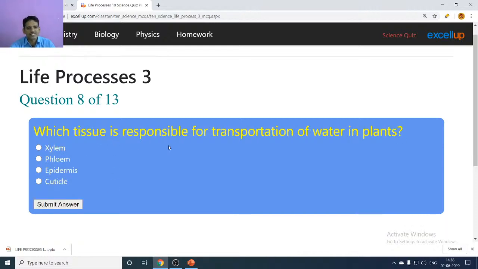Which tissue is responsible for transportation of water in plants? In plants, xylem. Which tissue is responsible for transport of food in plants? So this concept in the next class we are going to discuss. The transport of food. Conductive tissues in plants, xylem and phloem. Food is transported by phloem.